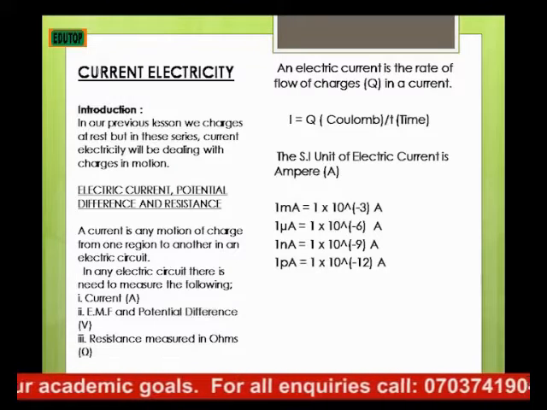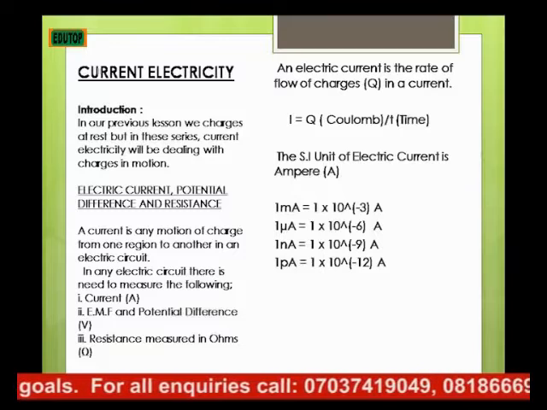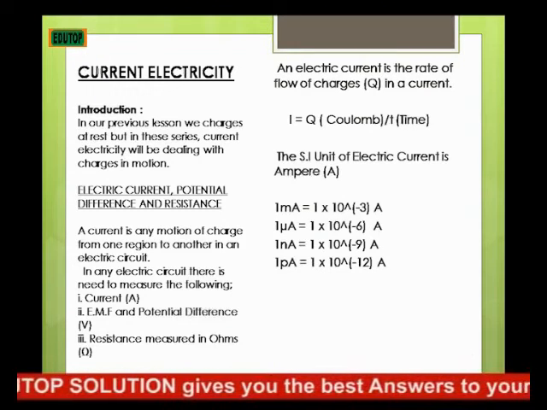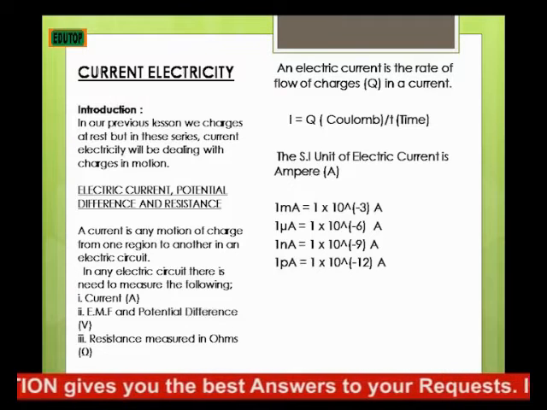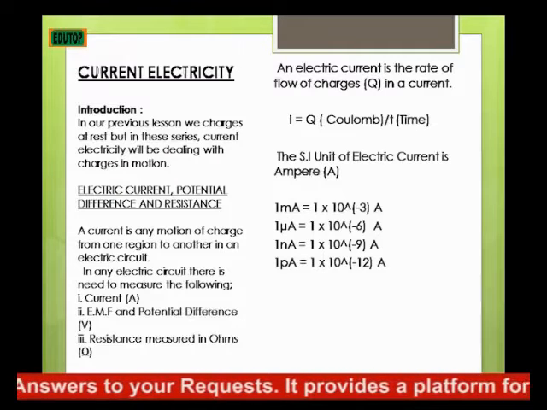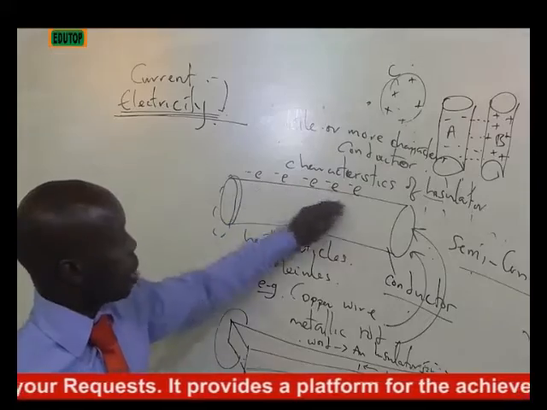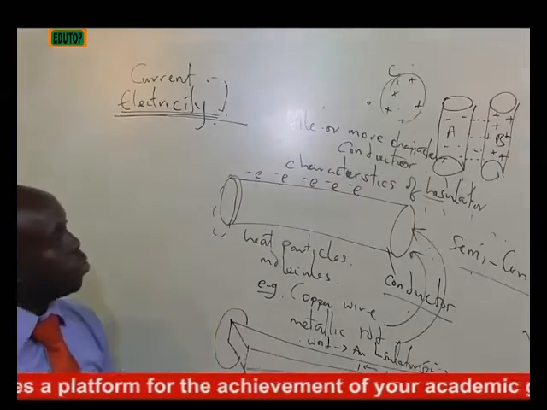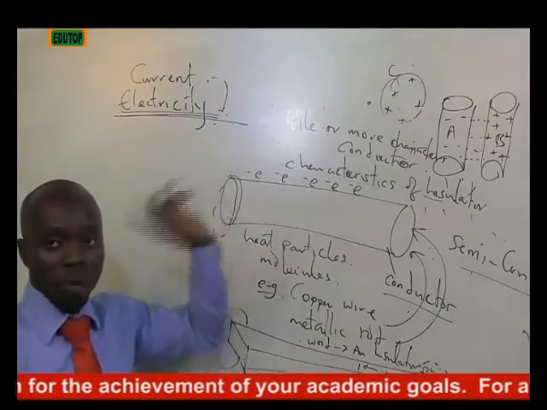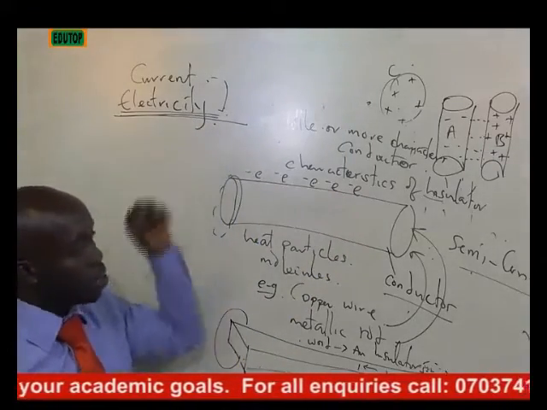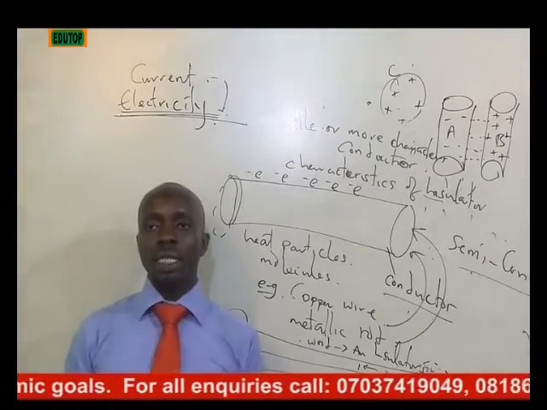In our previous lessons we learned about charges at rest, but in this series we'll be looking at current electricity, where we're dealing with charges in motion. Initially, if you recall, when we were speaking about those charges, we defined a charge as a parameter that does not move. It stays at a particular point. But under current electricity, we'll be looking at those charges in terms of their motion, that is, in terms of movement. It is when they actually move that electricity will be experienced.